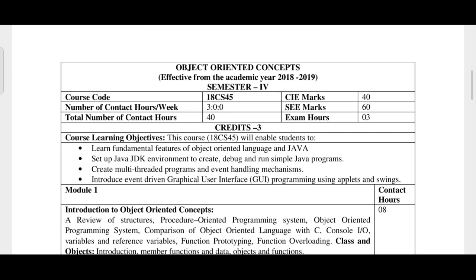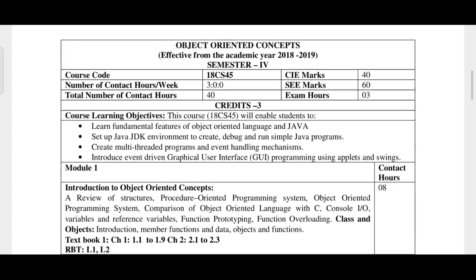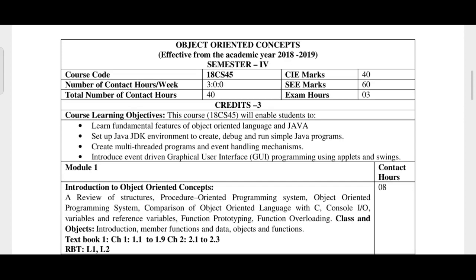So the thing is, in the previous semester, in the lower semester, you have studied about C, right? C is called procedure-oriented programming. So procedure-oriented and object-oriented. There is a lot of difference between procedure-oriented programming as well as object-oriented programming. We shall discuss about them in detail in the upcoming sessions.